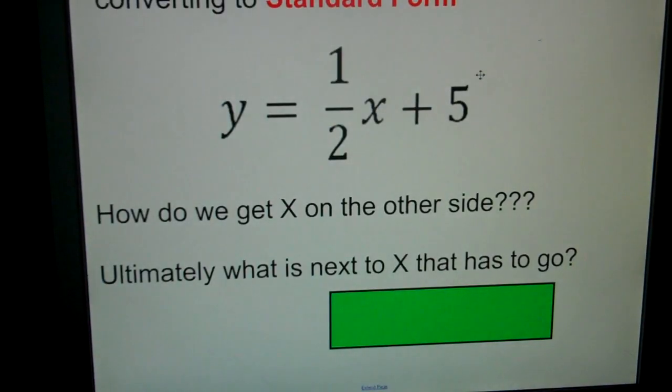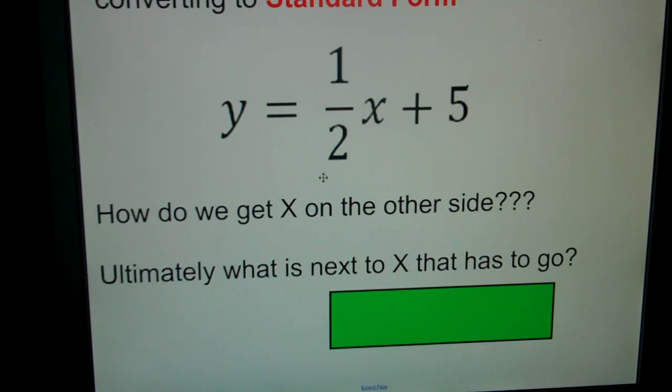Alright, now we got to go the other way. Okay? This is slope-intercept form. I have y equals mx plus b, and I want to convert that to standard form. It always seems to be this x that's on the wrong side. So how do we get that to the other side? Well, this one's special because it's a fraction, and I chose a fraction because it's one of the hardest ones. If it was a whole number, you would know exactly what to do. But I'm going to start with the fraction because those are our hardest.